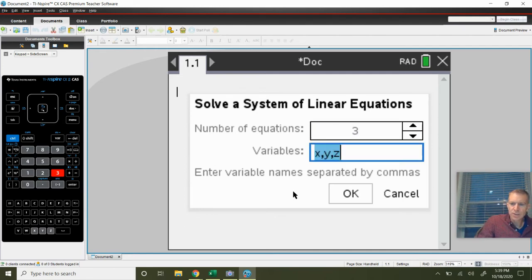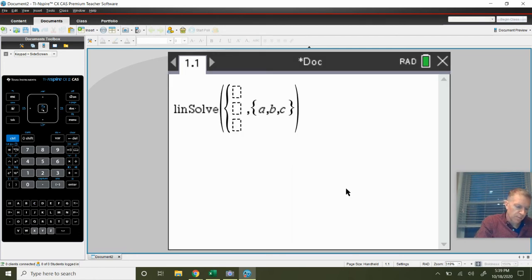But look at our equations. Our equations don't have x, y, and z in them. They have a, b, and c in them. Let's do a, b, c. Okay. Then we can type in our equations. 4a minus 2b plus c, equals 15.